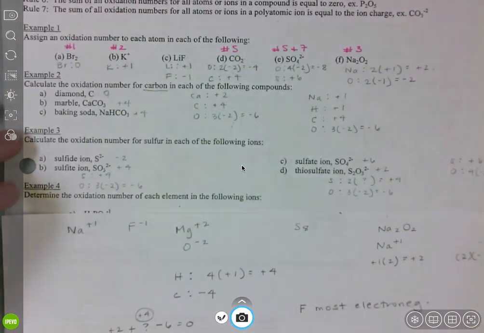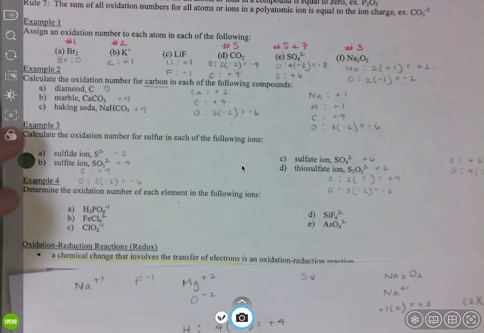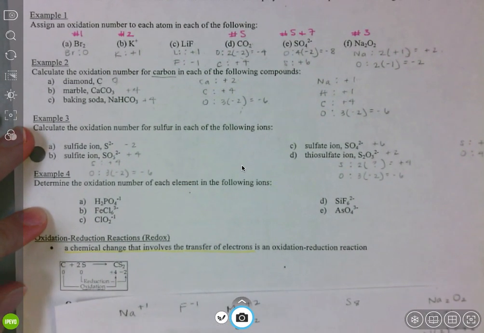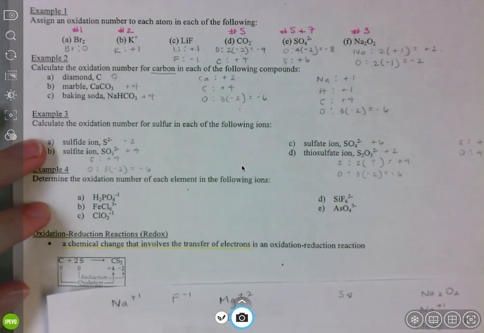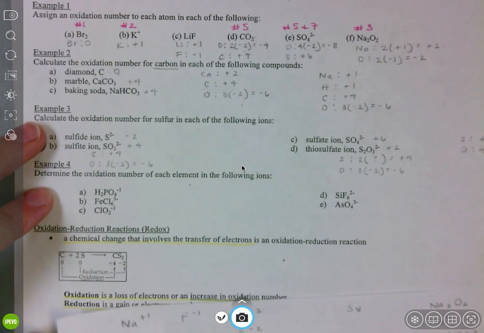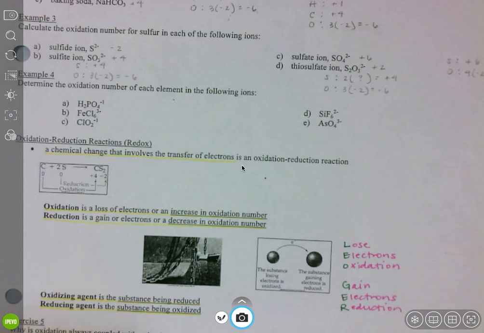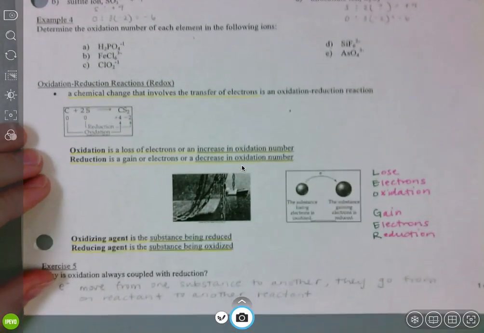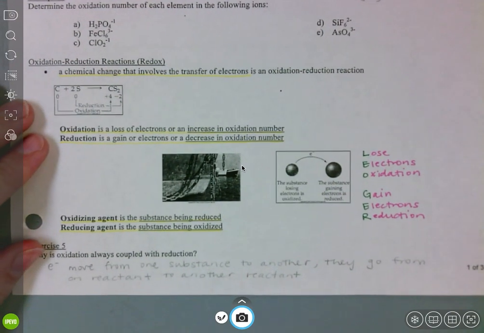I will post the answers for example number 3 and 4 as a separate page on Canvas. We're not necessarily going to go through them right now, but there's more practice for you there if you want to try it, and then check your answers with that assignment.